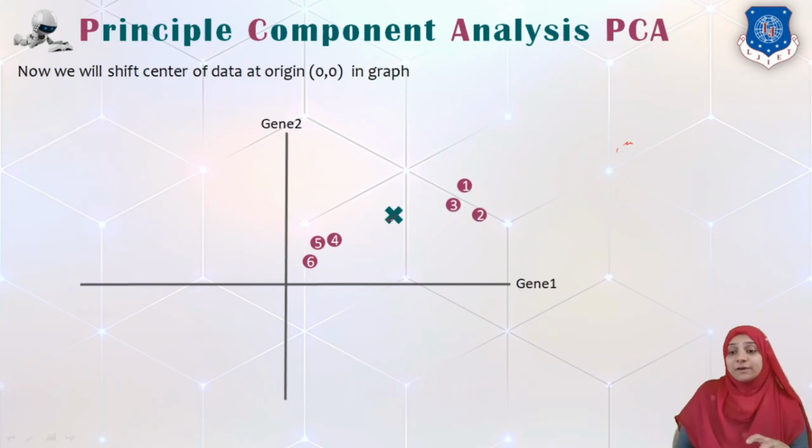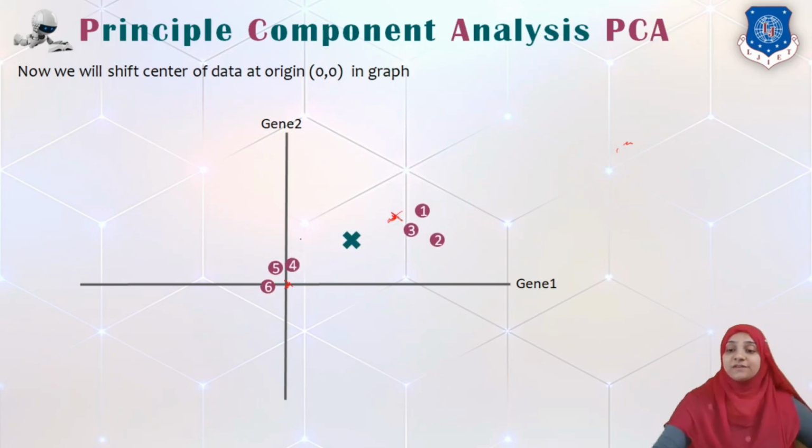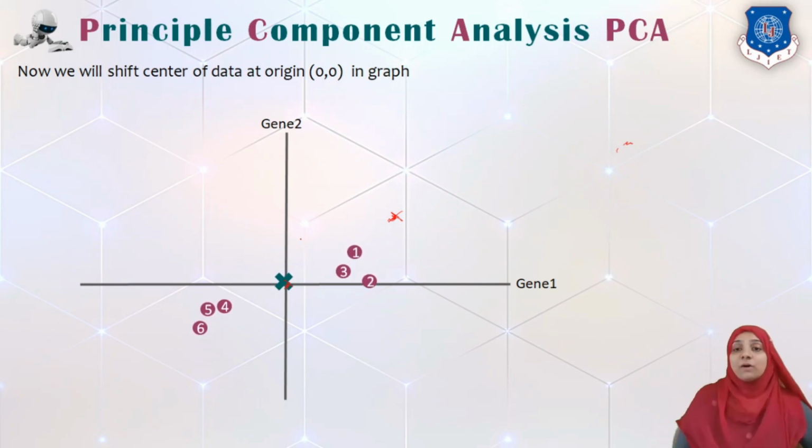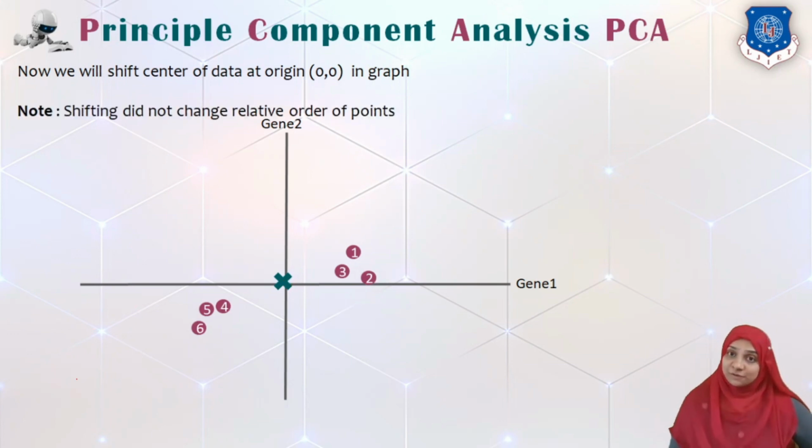Now we will shift our center of observation to the origin. So I need to collide this green x with our origin 0, 0. So let us do that. Okay, all data points along with the center of the data are now shifted to our origin. Now you must observe that this shifting did not change the relative order of the data points. So data points are relative in nature, their values are maintained, and their relationships among them are maintained. We have not changed that relationship.